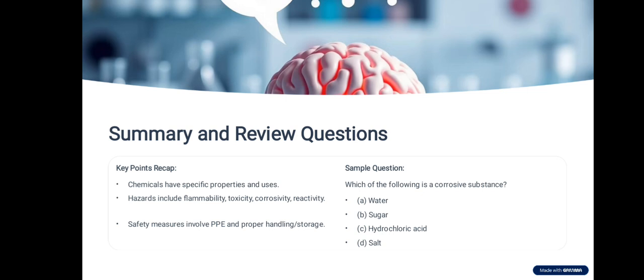Okay, let's look at the sample question. Which of the following is a corrosive substance? The options are: A, water; B, sugar; C, hydrochloric acid; D, salt. From the few things we've mentioned earlier, the correct option here is hydrochloric acid.